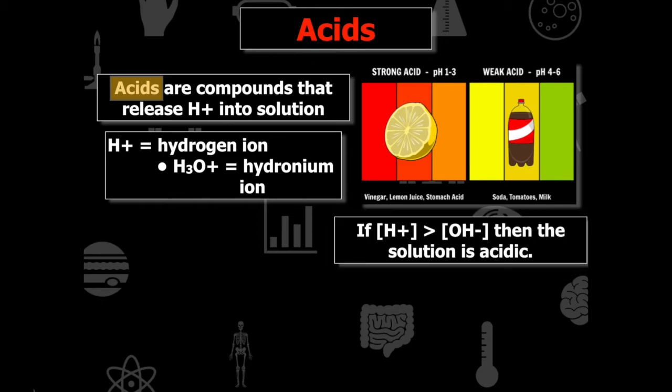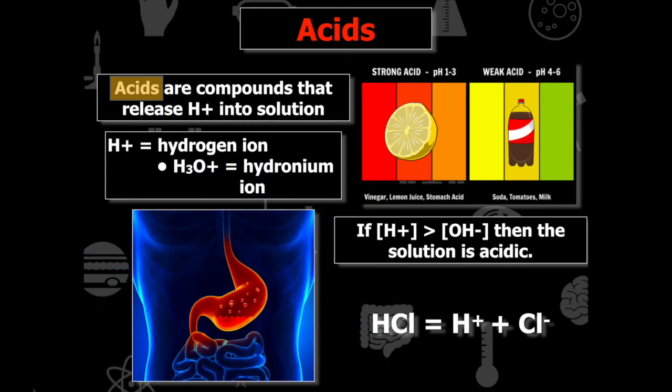Now, if the H plus ions in solution are greater than the OH minus ions, then the solution is acidic. So let's look at hydrochloric acid. Hydrochloric acid is going to dissociate into H plus and Cl minus ions. And this is extremely useful for the human body because it allows us to use an acid in our stomach to digest food.